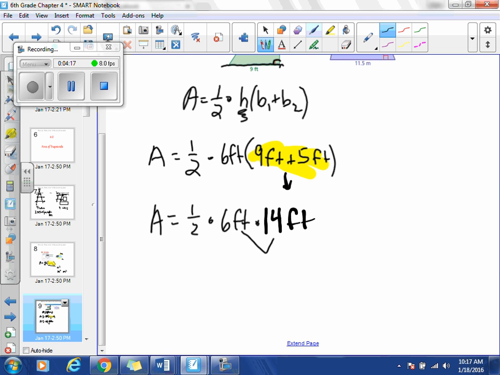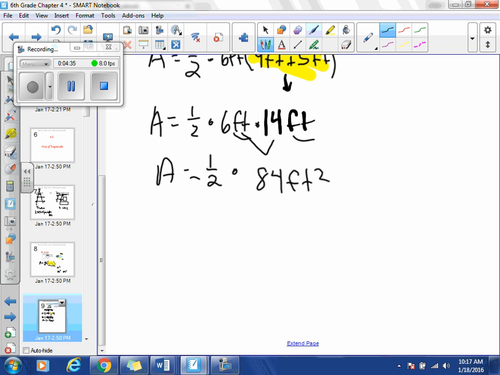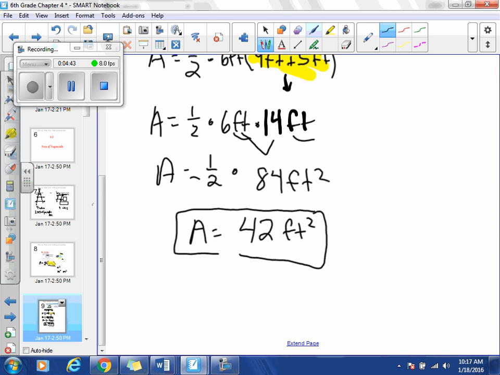All right, so 6 feet times 14 feet is 84 feet squared, because we're taking feet times feet, 84 feet squared. Then we need half of that. So what is half of, or half times, 84 feet? Last time I checked, 42 feet squared.